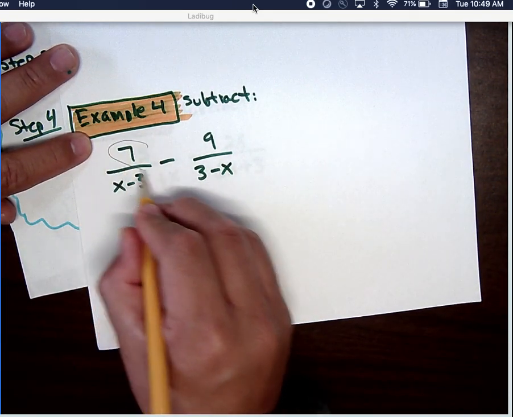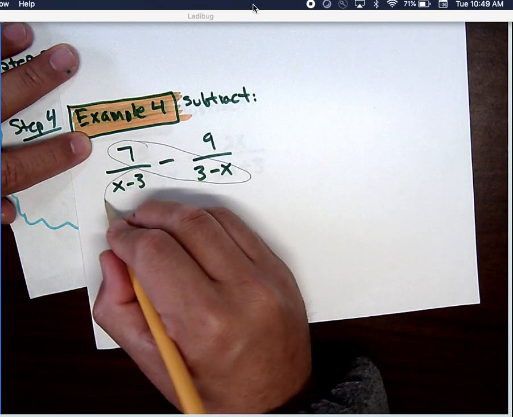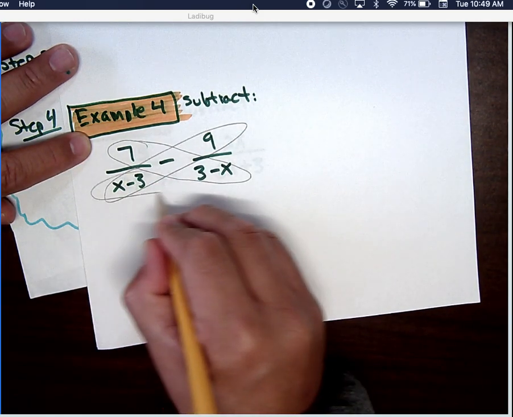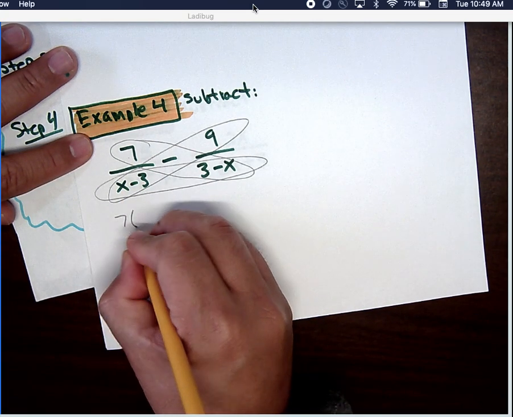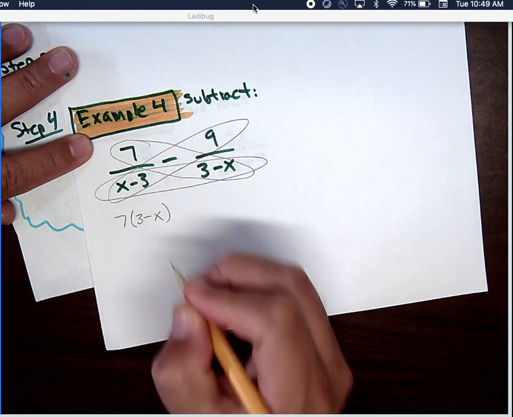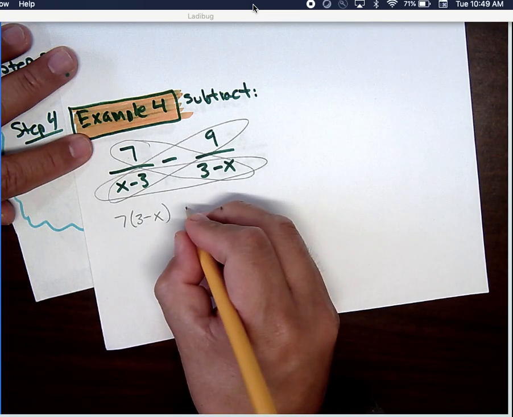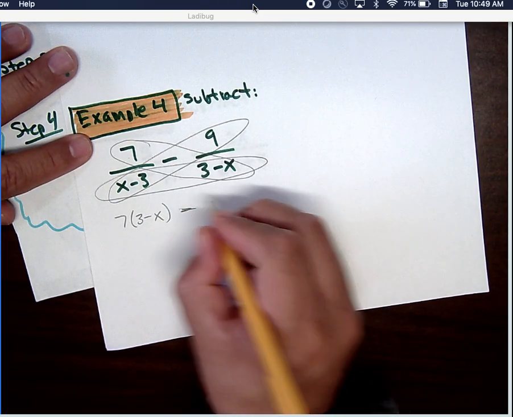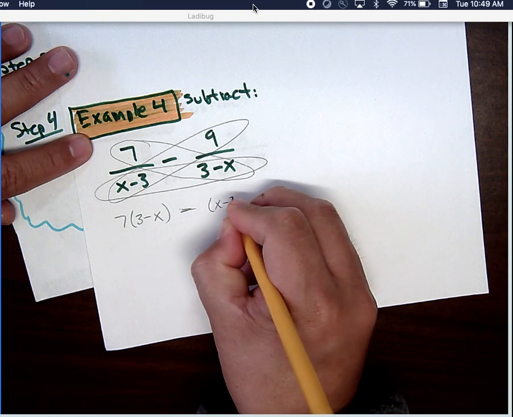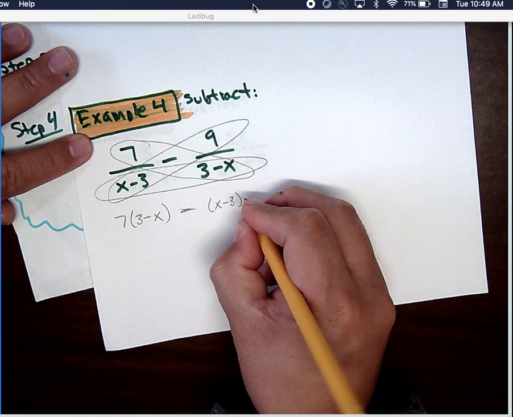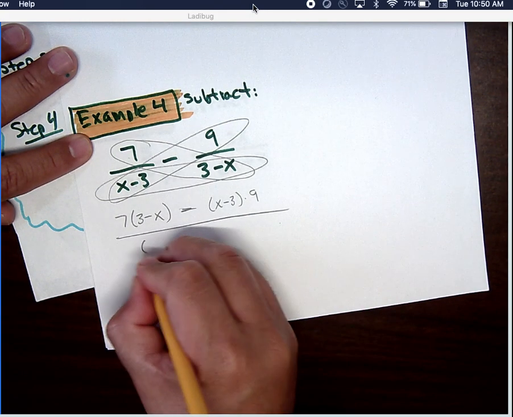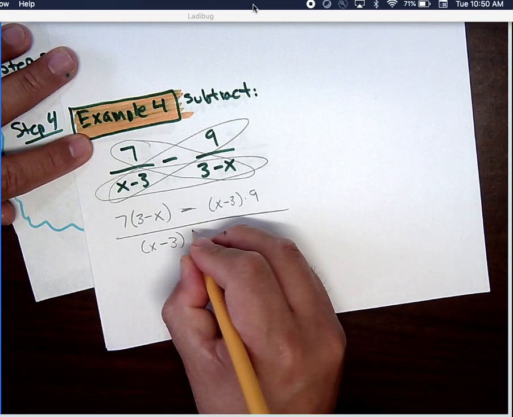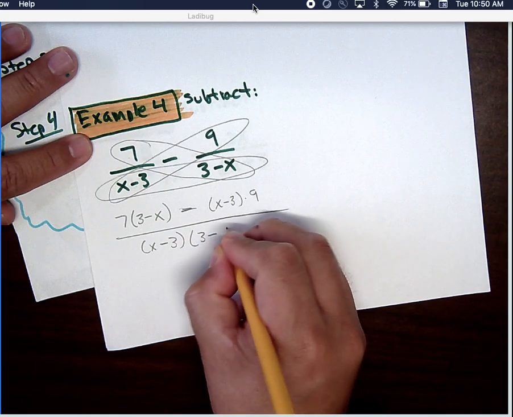Now let's do this one, subtract. So we're gonna do the same thing, and like this. So 7 times 3 minus x, minus x minus 3 times 9, over x minus 3 and 3 minus x.